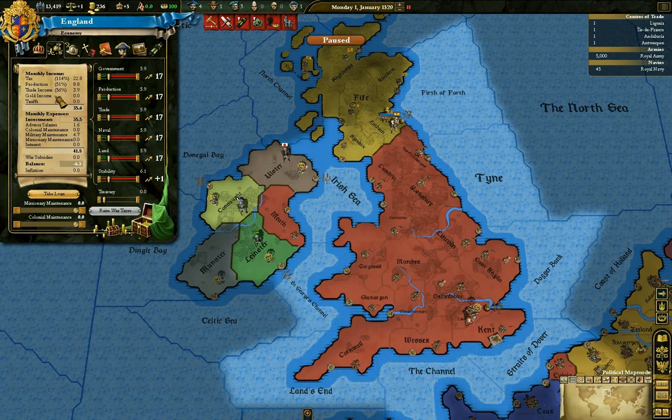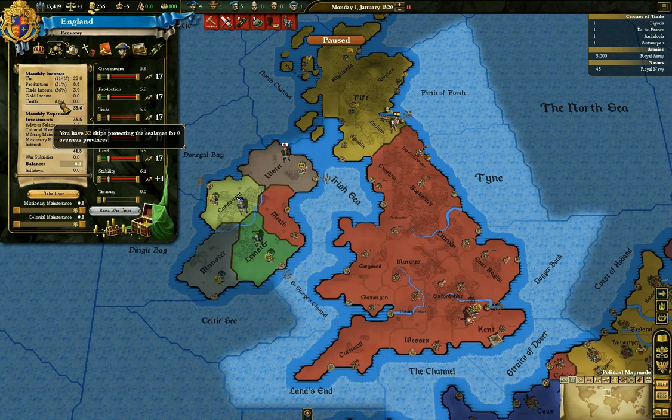Gold income is just straight up money that's poured into your treasury for any province you control that produces gold. England doesn't have one. Tariffs are colonial income. So if we were to have a bunch of colonies in North America, we would have a lot of tariffs. Since we have none right now, they're producing no income.